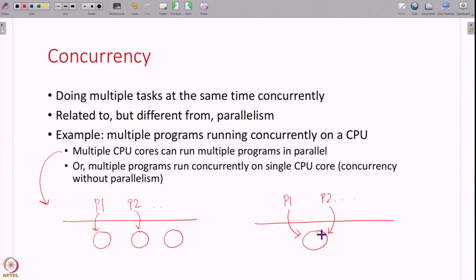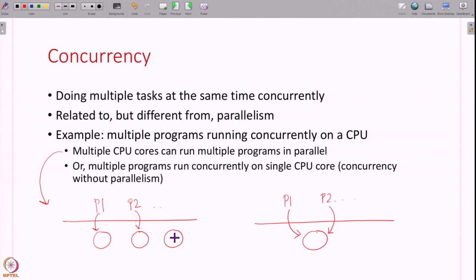So I can concurrently run programs in parallel like this, or I can concurrently run programs even when there is no parallelism by quickly switching between them. Modern CPUs do this all the time. They will run one process for some time, stop it, run something else, stop it, run something else, stop it. So that all of these processes think they are running on the CPU, but in fact they are sharing the CPU. This is related to the concept of the operating system virtualizing the CPU for processes. We have studied that. So, you have multiple processes running concurrently even without parallelism.